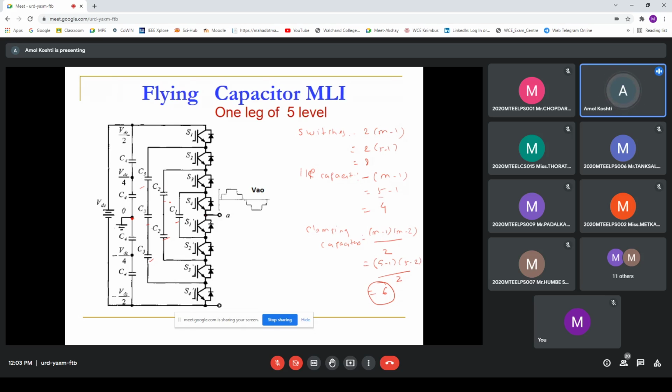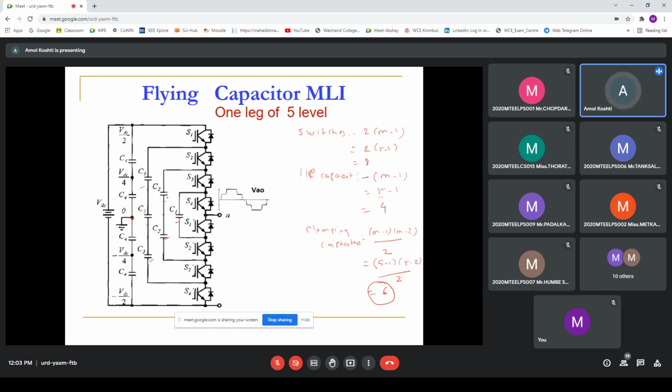So even if these capacitors are damaged, it will affect the output nature of this flying capacitor multi-level inverter. One of the levels can be missed if the clamping nature has failed. So here, this is the disadvantage.